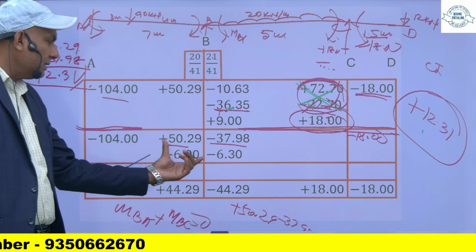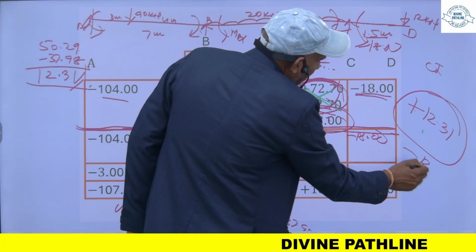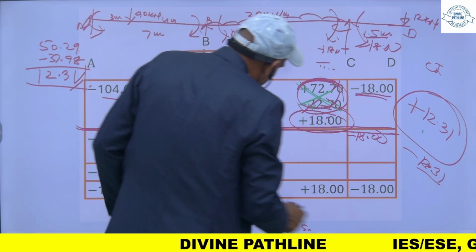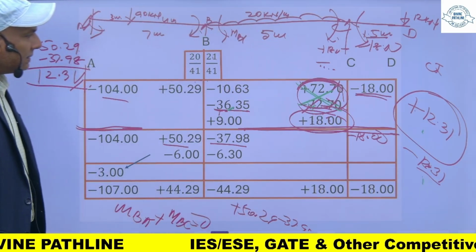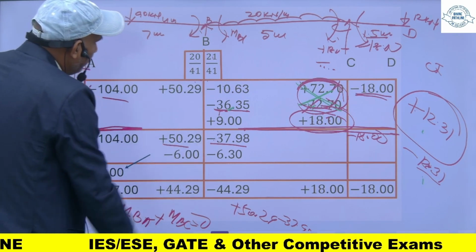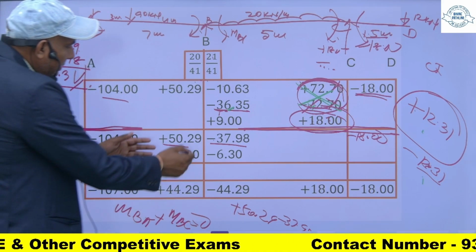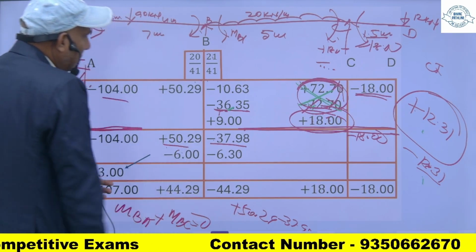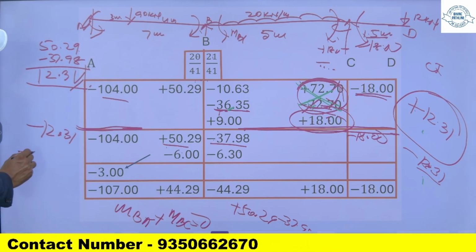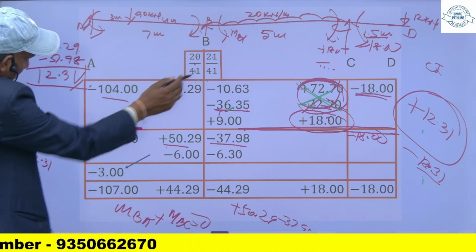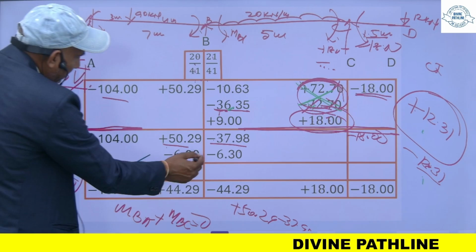So for making this sum equal to 0, what will I do? I will apply a minus 12.31 kilonewton meter, so that this sum will become 0. So I will apply a correcting moment of minus 12.31 at this point, and this minus 12.31 will get distributed there and here according to the distribution factor. When you multiply this minus 12.31 by this distribution factor, you will get this one.